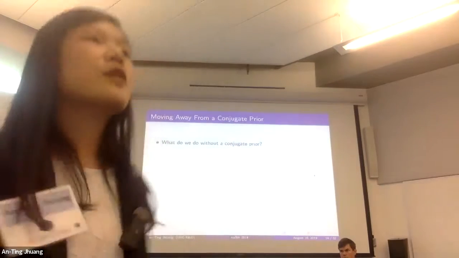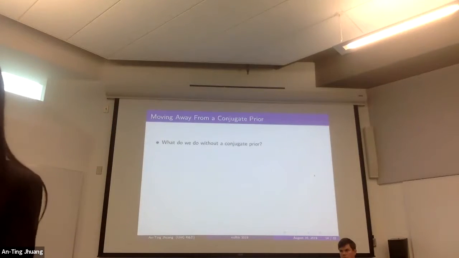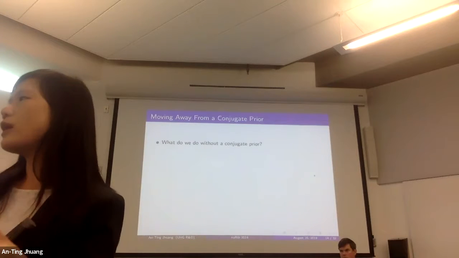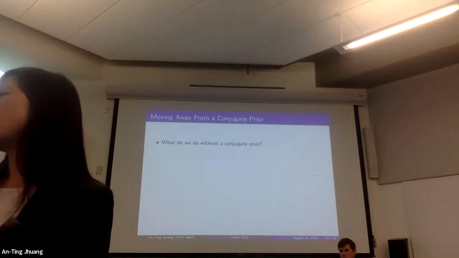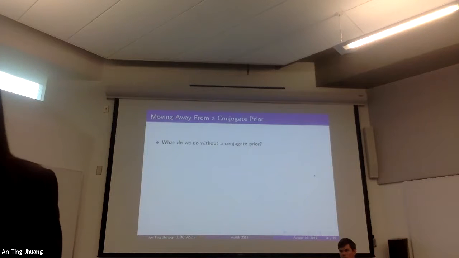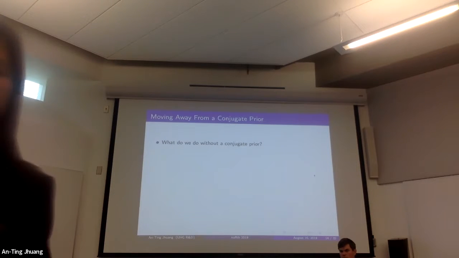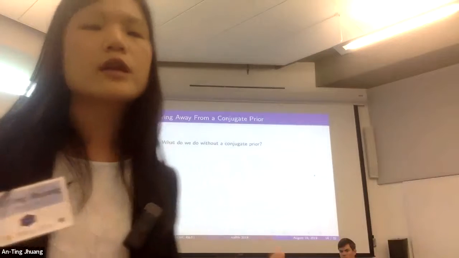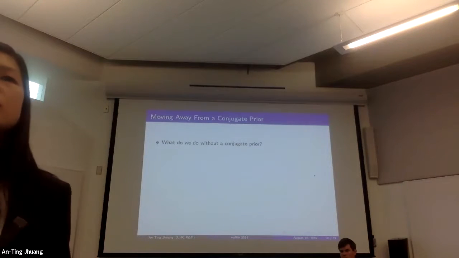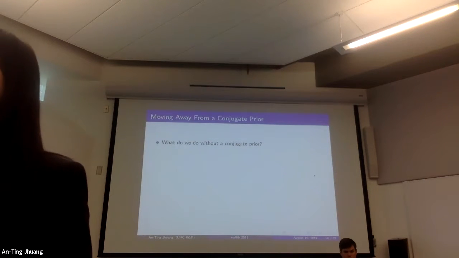All right, so the previous example I talked about is a pretty easy one, a coin flip with a conjugate prior and posterior. Now think about if we don't have this kind of conjugate prior, what do we do?